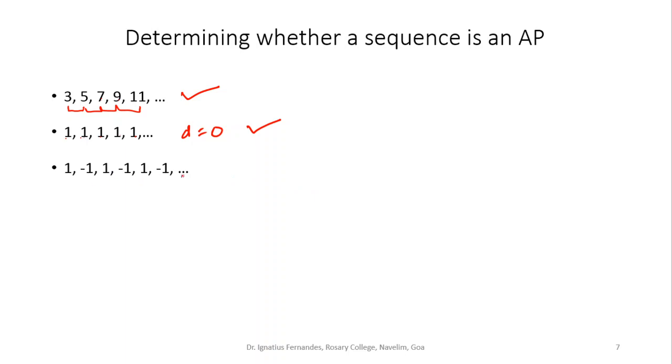Now is this an arithmetic progression? For that, again I look at the consecutive terms and the difference. The difference between minus 1 and 1 is minus 2. For the next term, I look at 1 minus minus 1, which is 1 plus 1, that is equal to 2. So the difference here is 2, while the difference here was minus 2. Now here the difference is not remaining the same. So this is not an arithmetic progression.